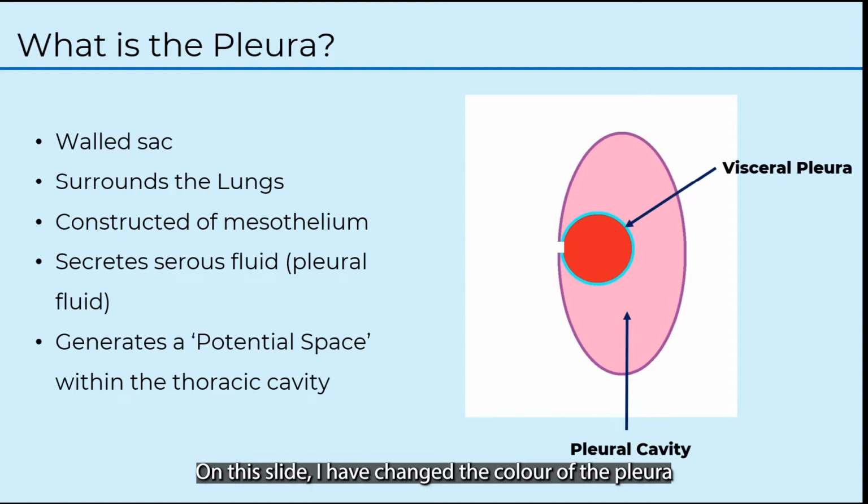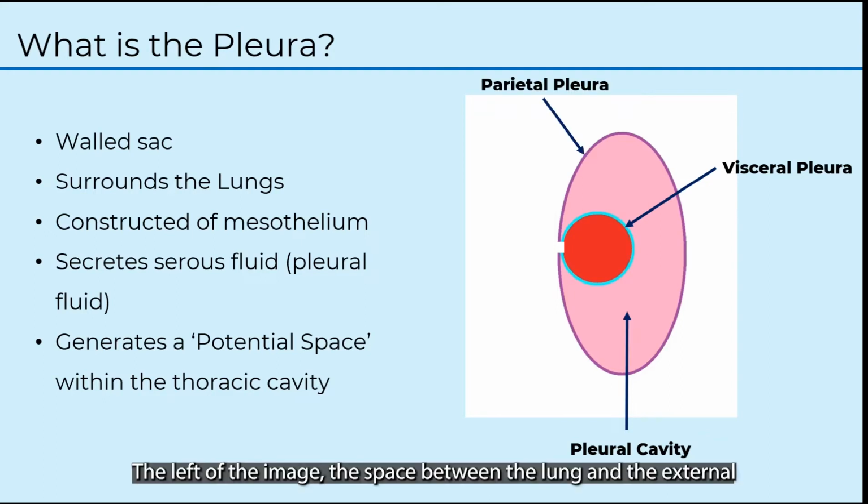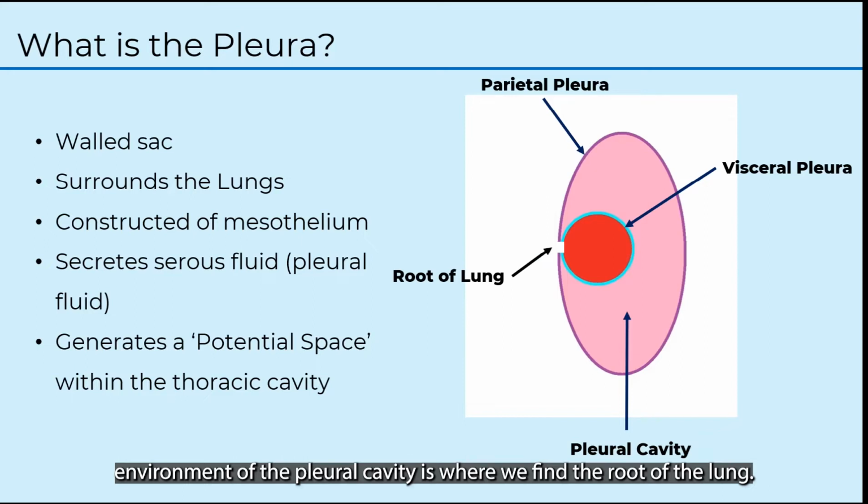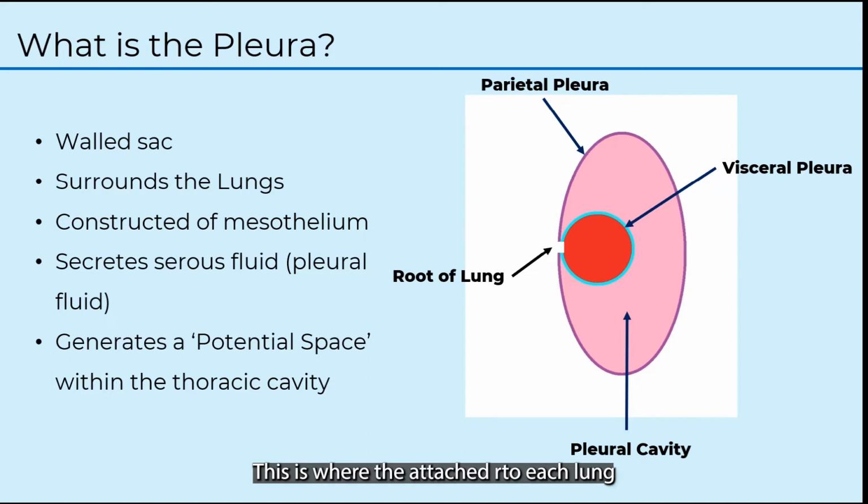On this slide, I have changed the colour of the pleura that is in contact with the lung. That is because this pleura is now termed visceral pleura, whilst the remaining pleura remains purple and is collectively termed the parietal pleura. This is the pleura that lines each pulmonary cavity. At the left of the image, the space between the lung and the external environment of the pleural cavity is where we find the root of the lung. This is where the pleura attach to each lung to create a continuous sac, allowing for the pleural fluid to be maintained at 10 to 20 mL in volume.